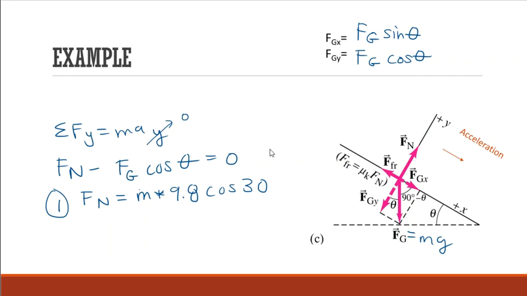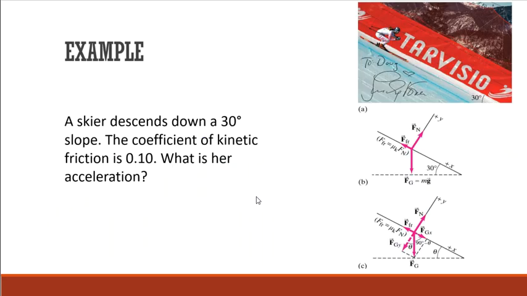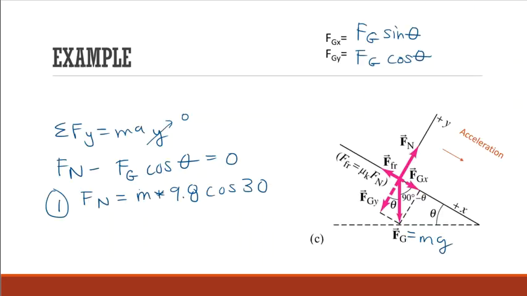Add this term over to the right side. So force normal equals, again, remember, force of gravity for the skier is the weight, mass times acceleration of gravity. So this is the weight of the object here. Fg, force of gravity on the object, is mass times acceleration of gravity times cosine 30 degrees. 30 degrees is given. So that's equation 1.